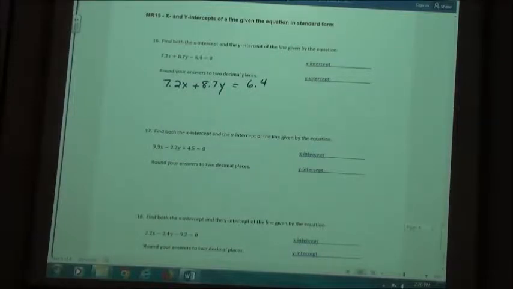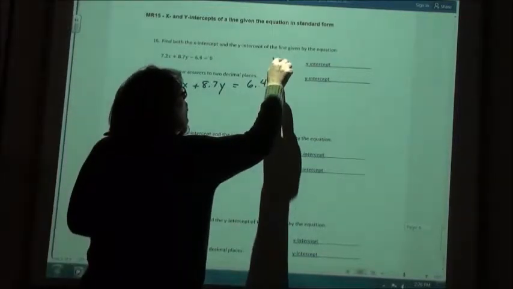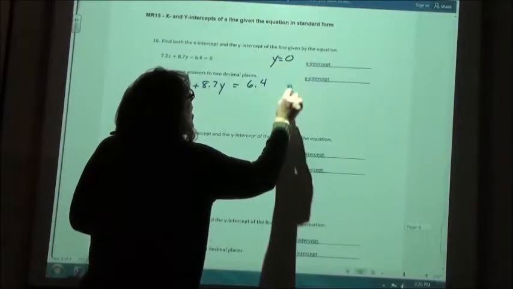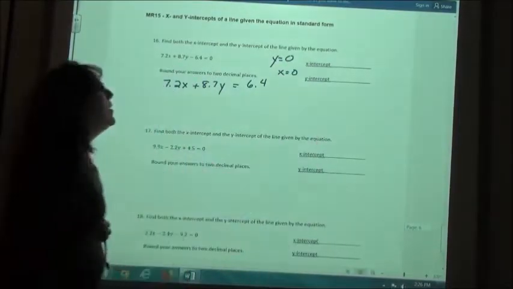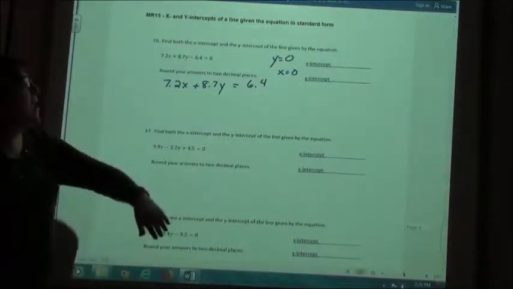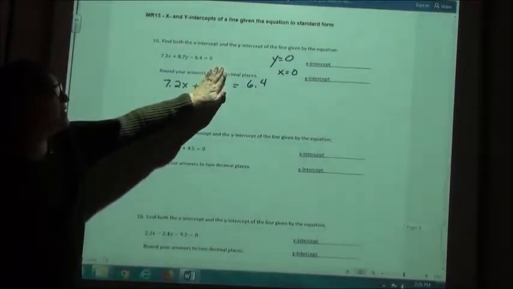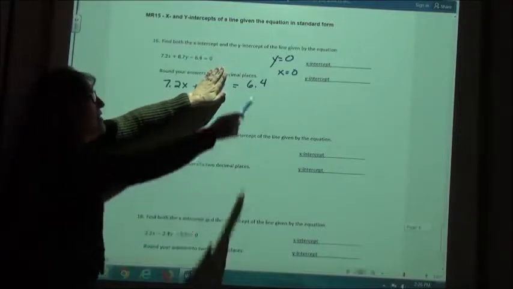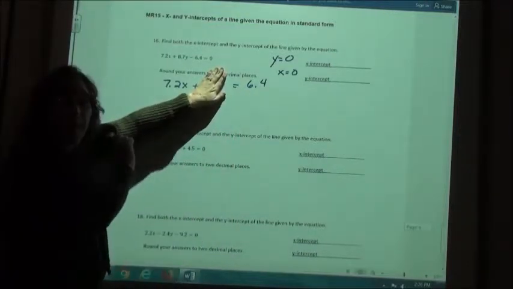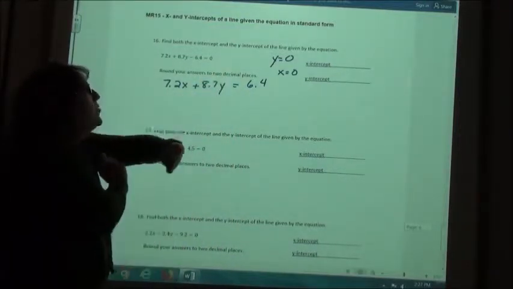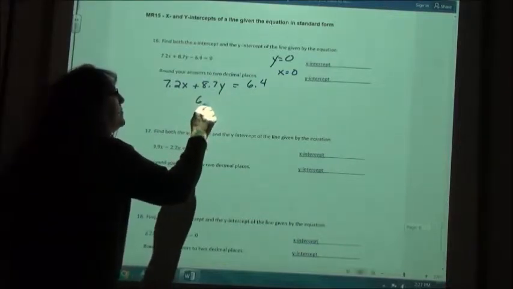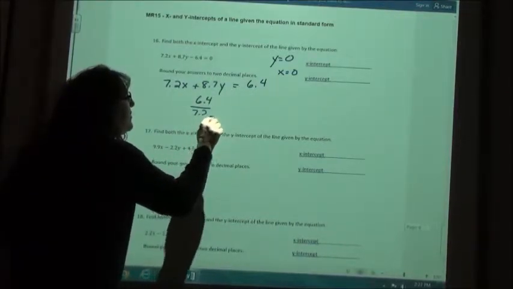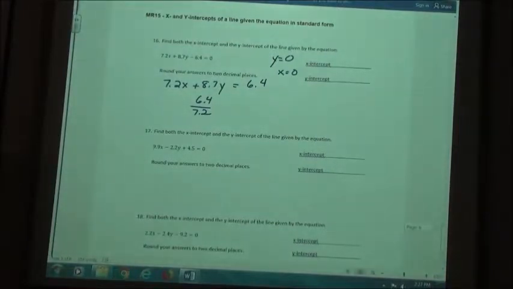X-intercept and y-intercept. For my x-intercept, the y is 0. For my y-intercept, the x is 0. So when I'm doing my x-intercept, I just cover up the y, because if that's 0, it's gone. I'm going to take this n number divided by my coefficient of my x. So to find my x-intercept, I take 6.4 divided by the 7.2. I'm not going to do that in my head. I'm going to let you do that on your calculator.